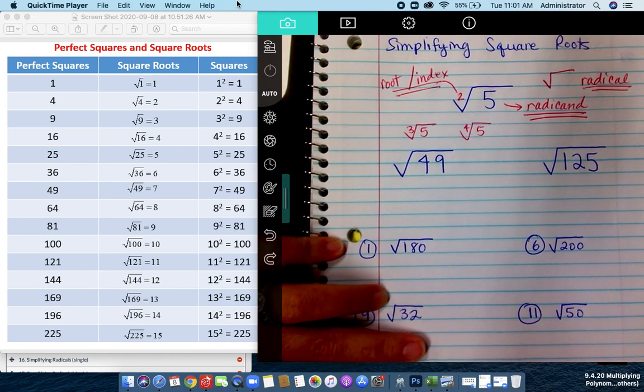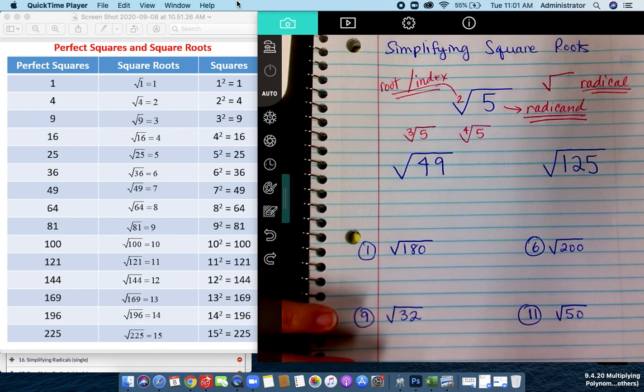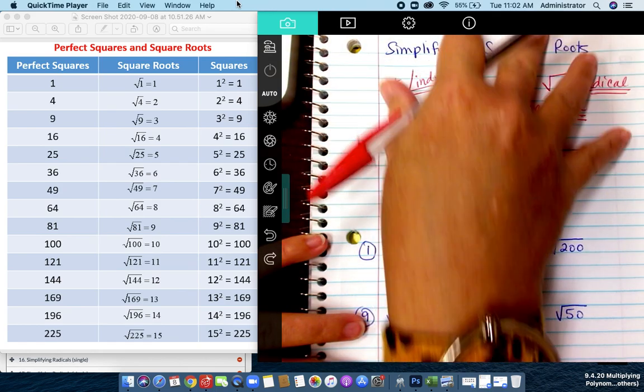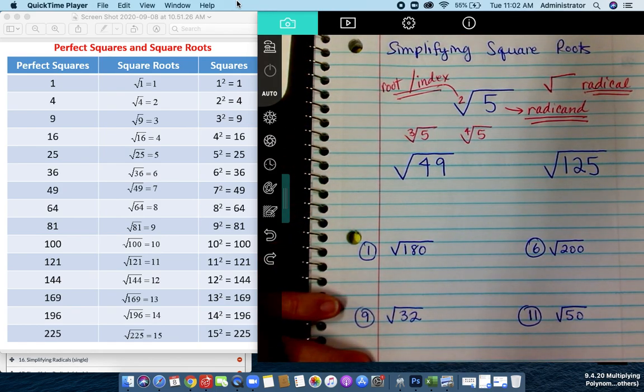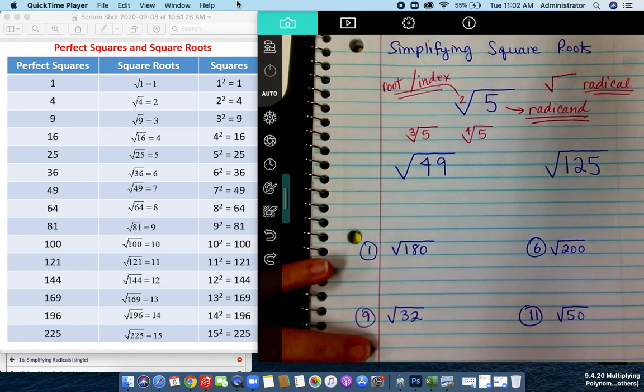Feel free to pause if I'm going too fast, so that you can pause the video and put all of this information in your notes. Everything on this page should be going into your notes and will be submitted as a grade.